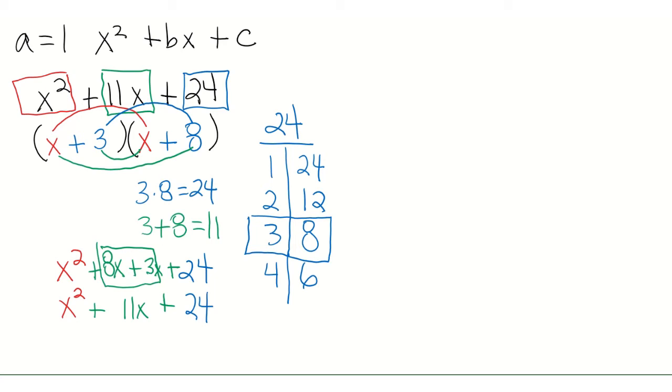So my answer to make this went from x squared plus 11x plus 24. When I split that into a factor, it's going to be x plus 3 times x plus 8. Okay, let's do another one.